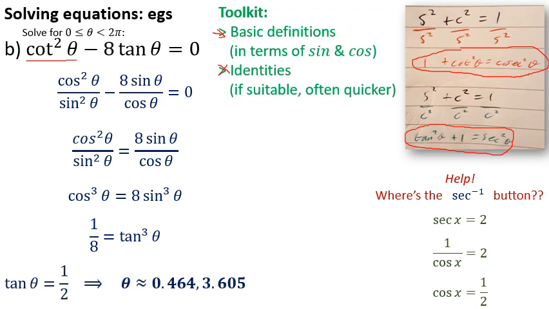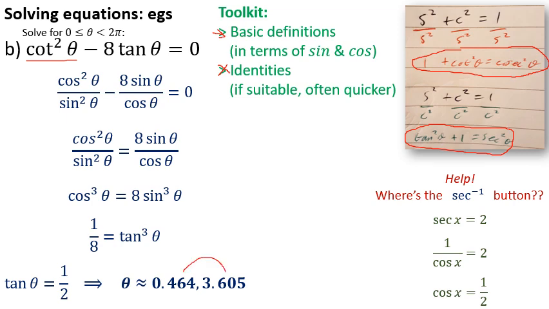We get tan theta equals a half, because that's the cube root of an eighth. Notice that it's not plus or minus a half, because if you do minus a half cubed, you get minus an eighth. So there is only one cube root of an eighth, at least until we get to complex numbers. So we generate two numbers here. The number's not particularly nice, but we get 0.464 from the calculator, and we get 3.605 just by adding pi.